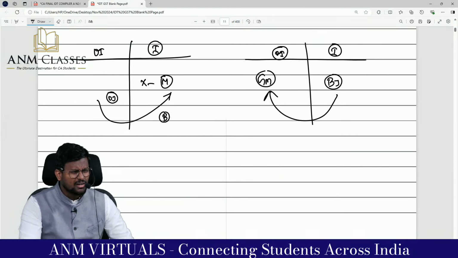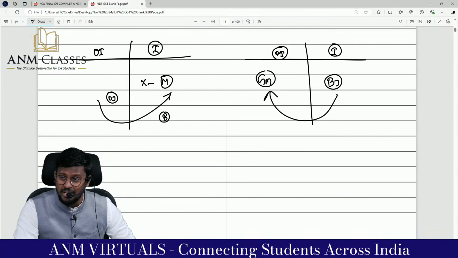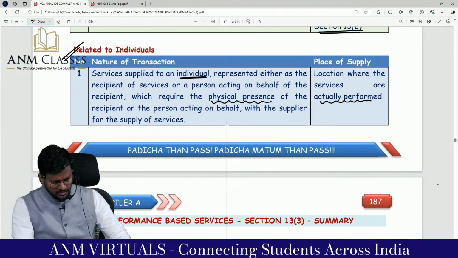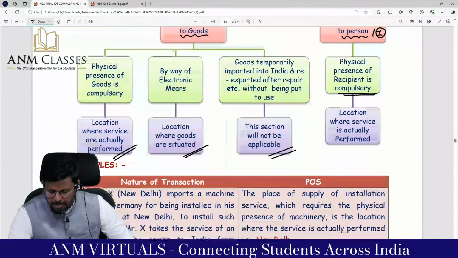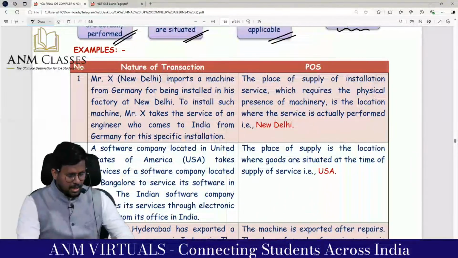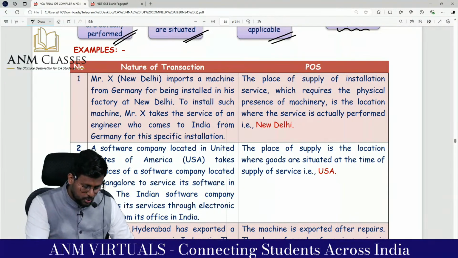We don't want GST. That's why the place of supply is the place where the service has been actually performed. Enga service has been actually performed? Edha purinjukriya nee? That's why physical presence of the recipient is compulsory in a location where the service is actually performed. I'm giving you some examples to make you understand. The same thing only I've said as various stories.